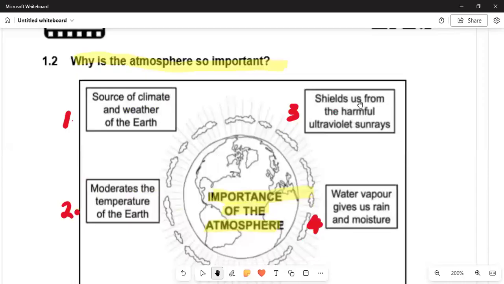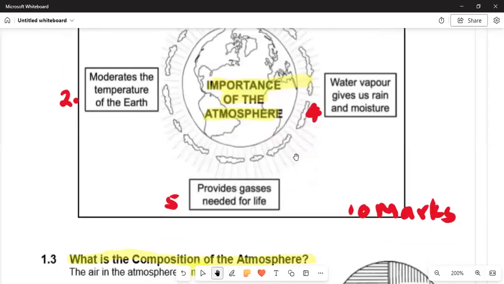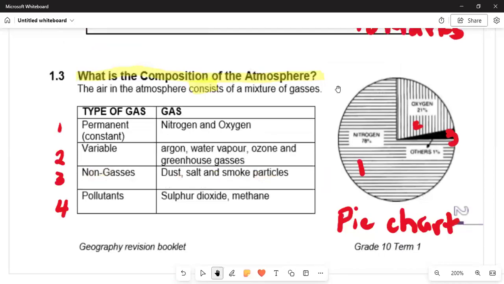And then 1.2, we can be asked the question to say, why is the atmosphere so important? And that question can be asked for 10 marks. You need to list: the atmosphere is important because the earth must not be too hot or too cold, it shields us from harm. You cannot live there because the sun would have a direct effect. And then number 4, we talk about the moisture. For us to have the rain, it is because of the atmosphere. It is needed for life, and this is the carbon dioxide, and that it can be for 10 marks.